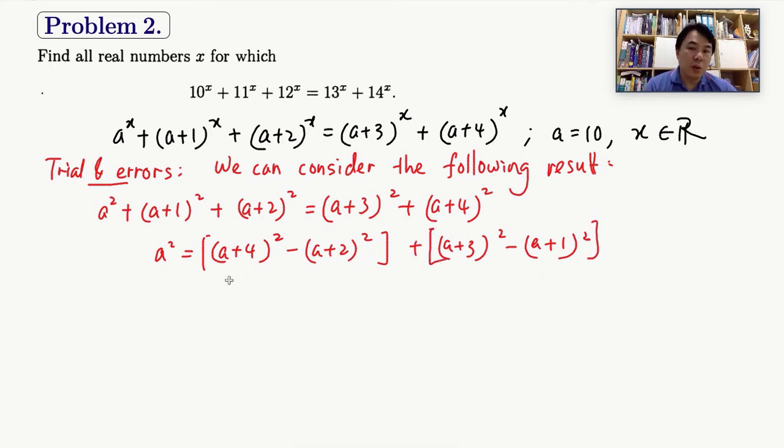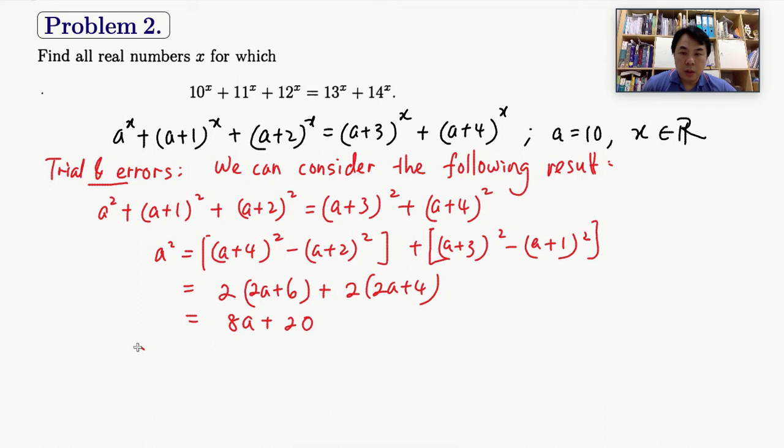Now the purpose is for me to simplify this quadratic expression. By doing so, I would be able to get 2a plus 6. So that will be 2a plus 6, and then this part here I would actually end up with 2a plus 4. And then by simplifying this, I would be able to get 8a plus 12 plus 8a plus 20. Therefore, I have obtained a quadratic equation in this form.